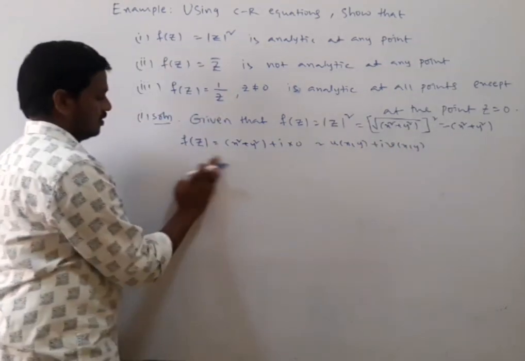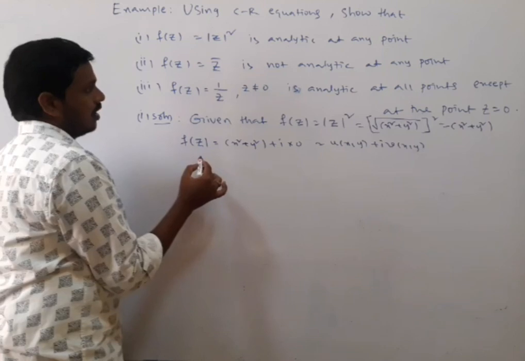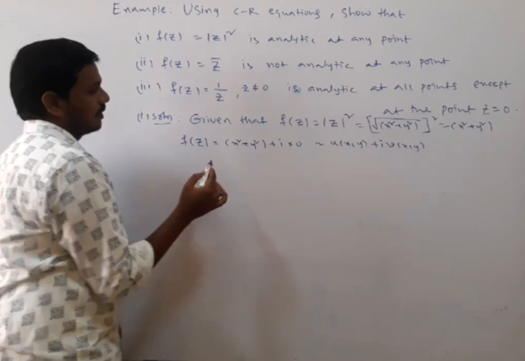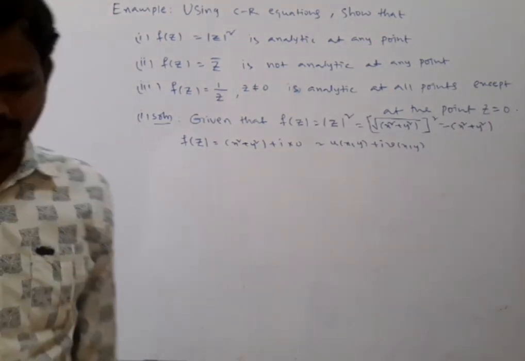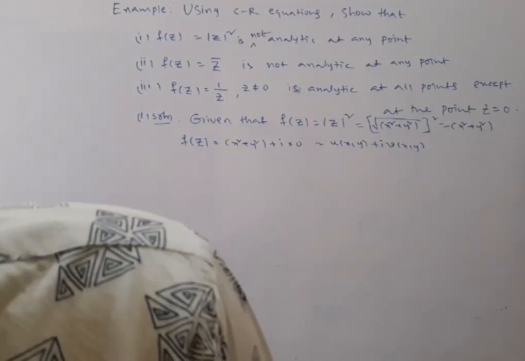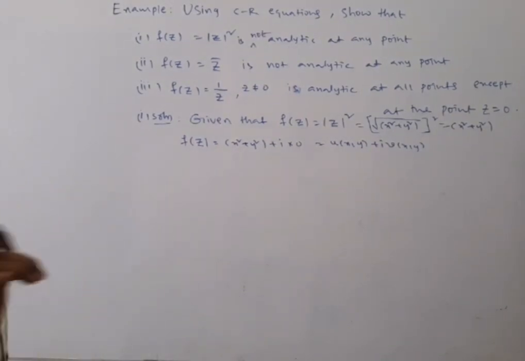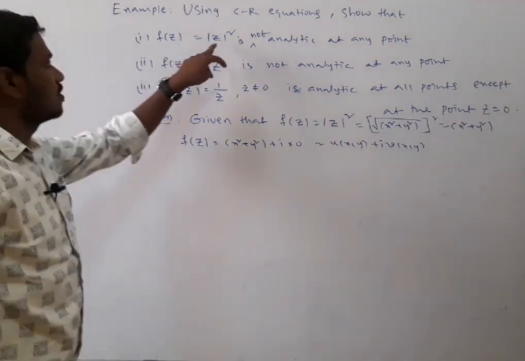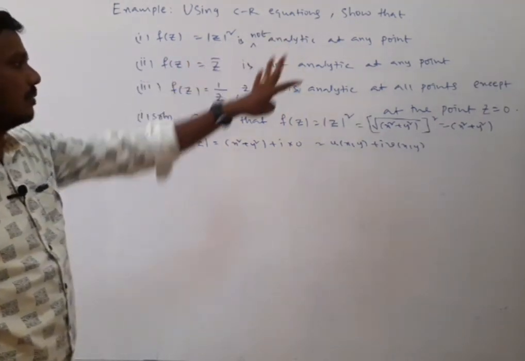Here u of x comma y, right. So the first question, f of z equal to mod z whole square, is not analytic at any point.